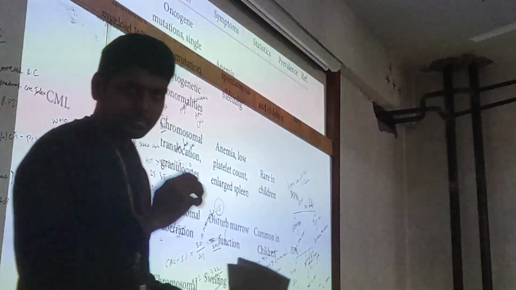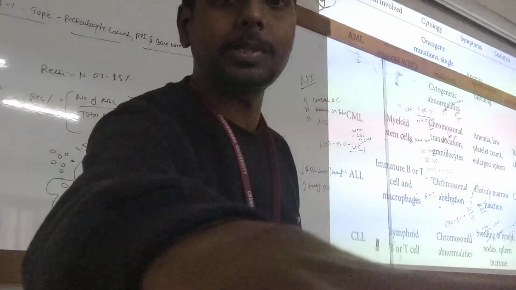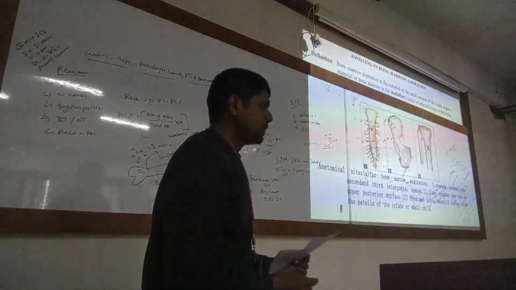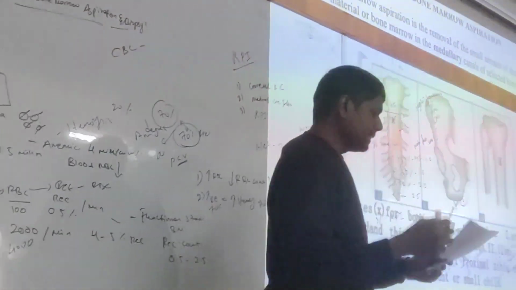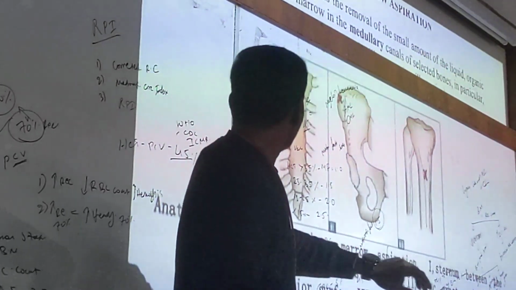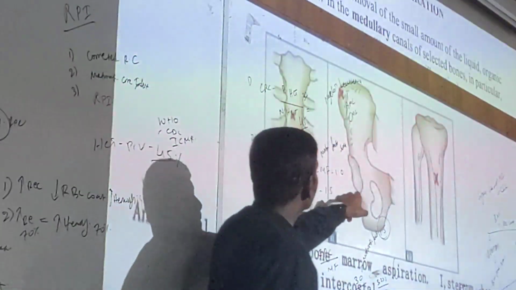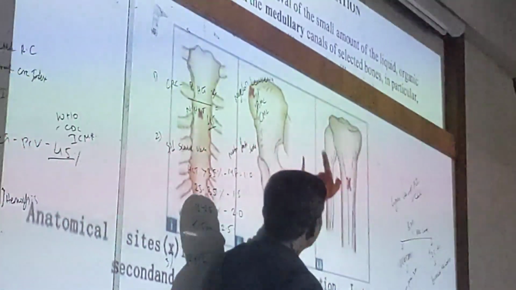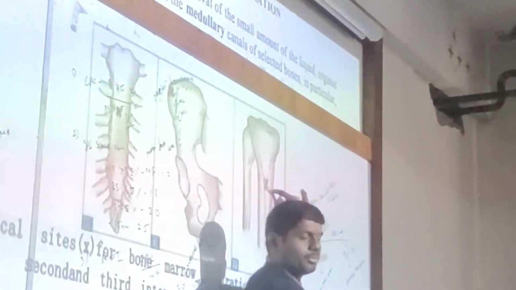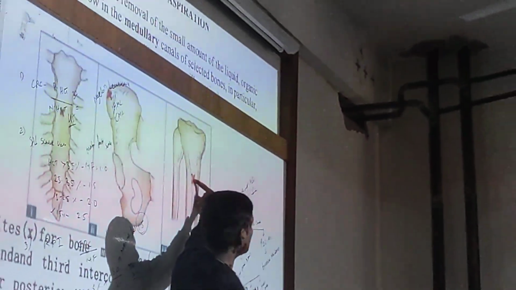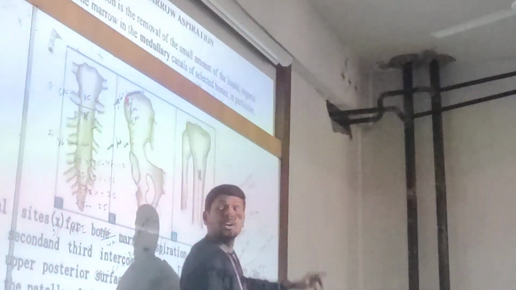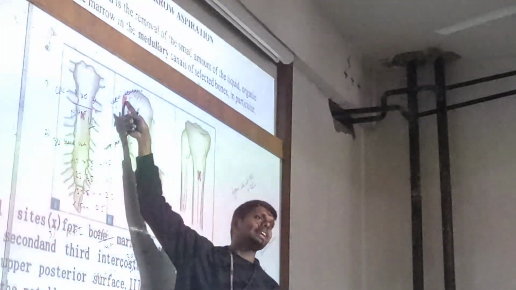Now, I will discuss bone marrow aspiration and biopsy. In adults, the sites of obtaining samples of bone marrow are the sternum, iliac crest, and the shaft of the long bones. From the epiphysis of long bone, or from the sternum and iliac crest.